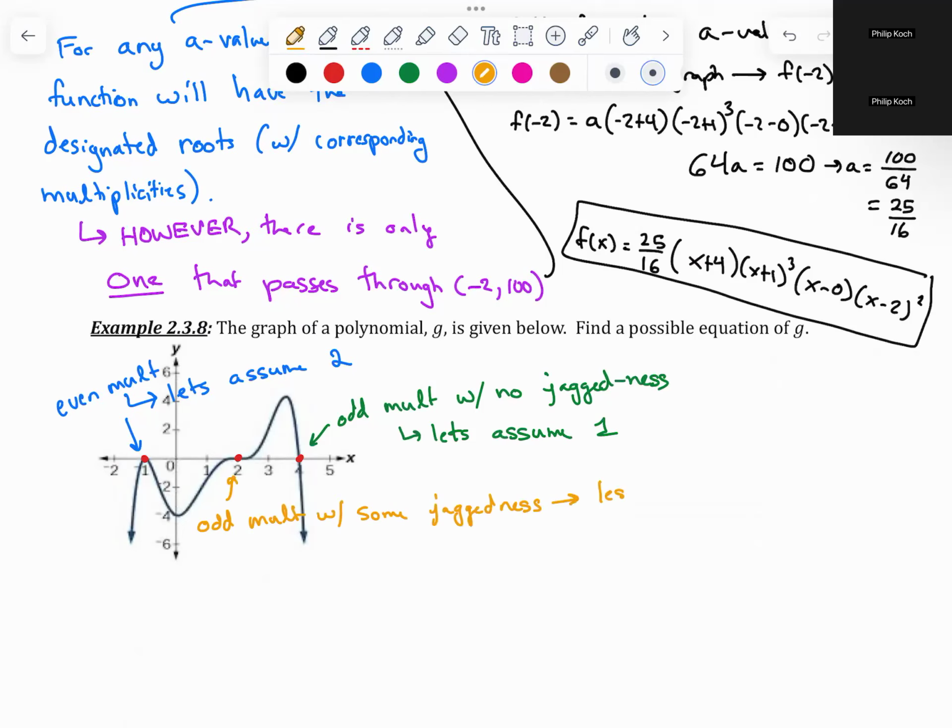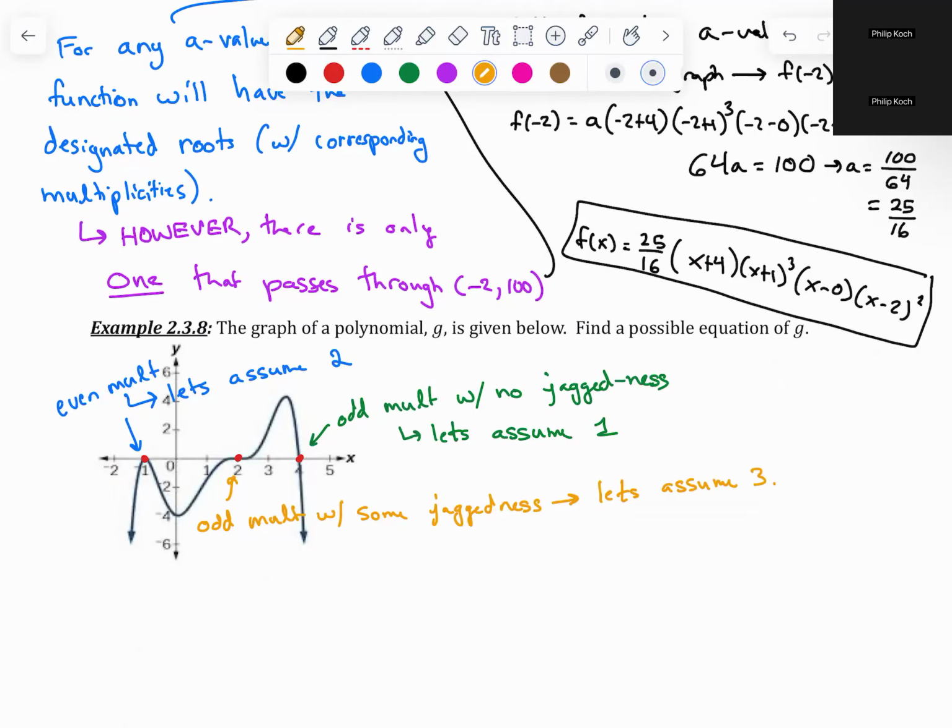Let's assume 3. But you could use 5. You could use 7. You could use 201. If this is a question on the exam and you write that it's going to be x minus 2 to the 201, I'll give you full credit. I'll give you full credit for that. It'll give me a little bit of a lull, as the kids say.